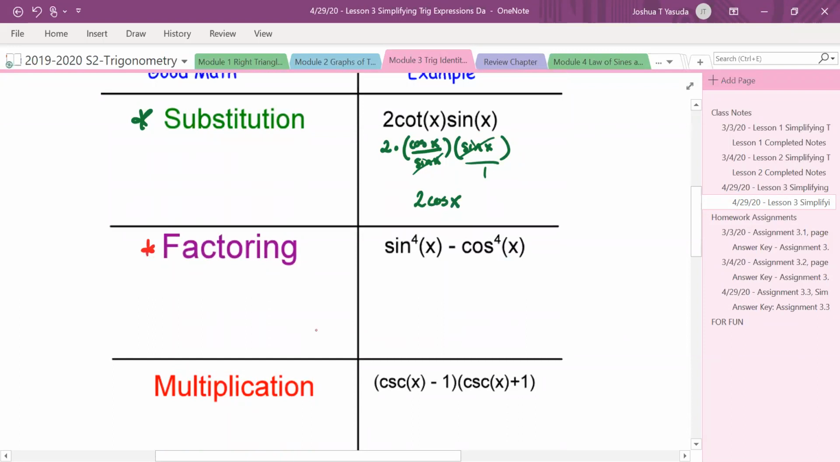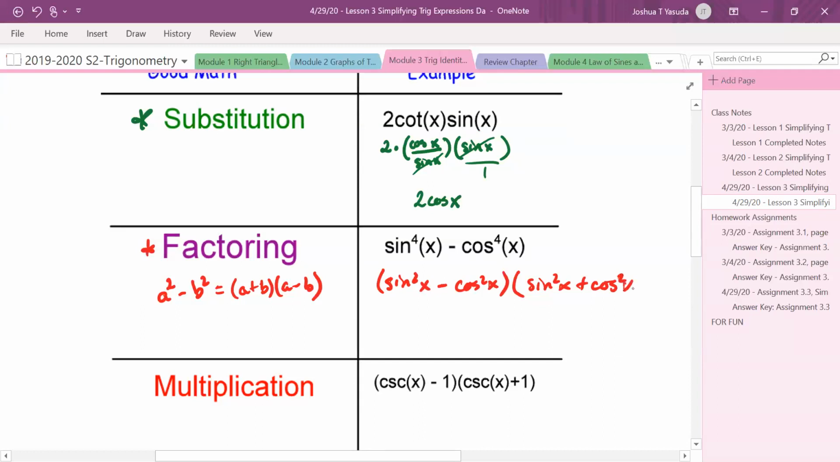Another way is factoring, right? So if we take a look at this, this is a difference of squares scenario, right? Like a squared minus b squared, even though it's to the 4th, but the idea, remember, is we get conjugates. So like a plus b and a minus b. And so in this case, this would be sine squared of x minus cosine squared of x, times sine squared of x plus cosine squared of x. And then we ask ourselves, can we keep going, right? The whole point of factoring is to make life better and see if I can keep going.